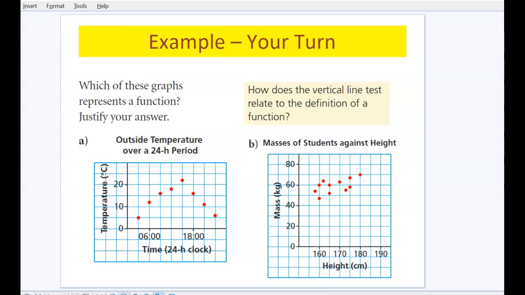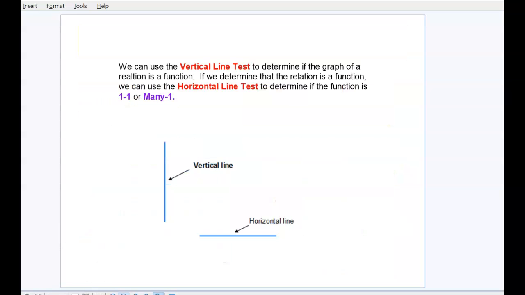Okay, if we take a look at these two, clearly we can see that if I draw a vertical line at 160, it passes through more than one point. This is not a function. This one would be a function because no matter where I draw my vertical line on this graph, it would only cross one point. Now, we use a vertical line test, as we found out, to determine whether the graph of a relation is a function.